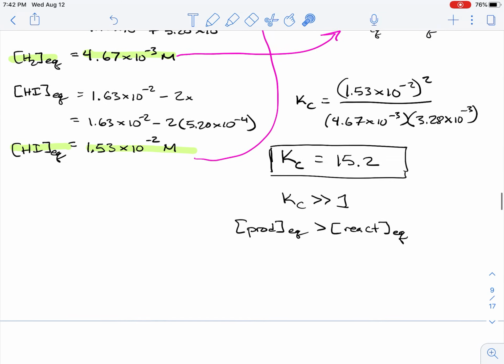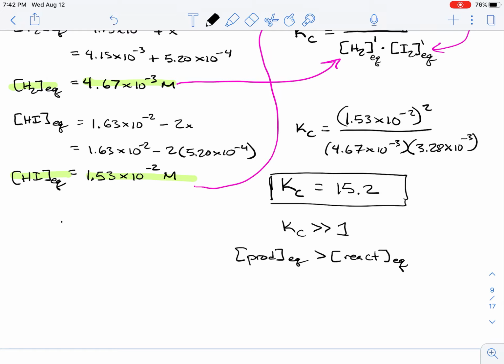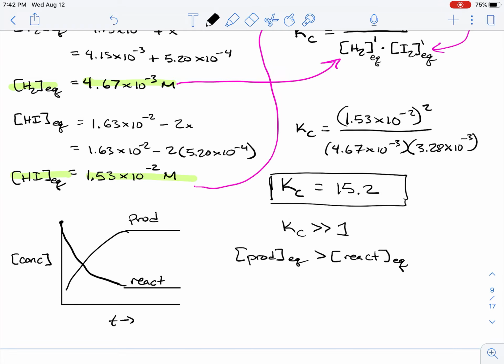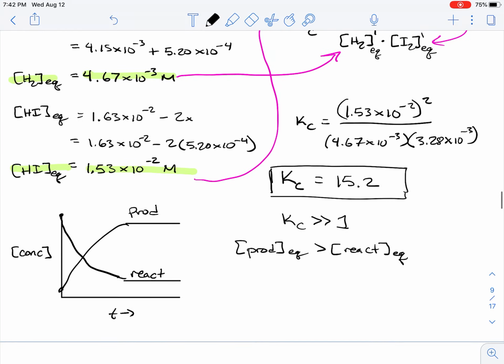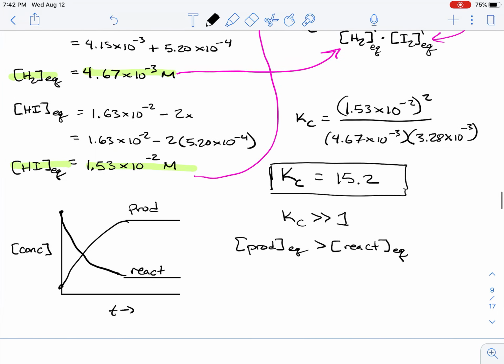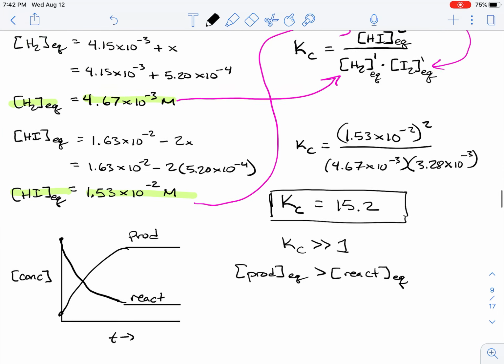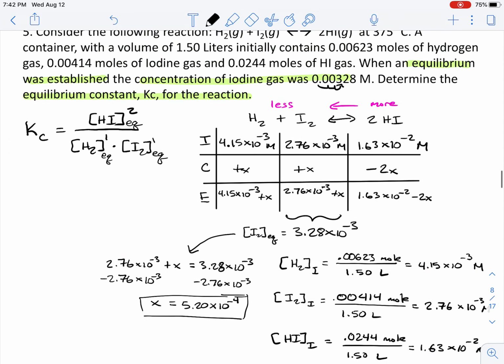Okay. So if you want, you can build your concentration versus time graph just to kind of visualize the progress of the chemical reaction. And so here we have products, reactants, and this is going to be our kind of starting point-ish, and there we go. Okay. So that pretty much finishes it for this problem.